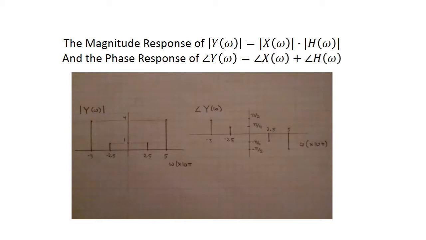The magnitude response and the phase response of y is next. The magnitude response of y is the magnitude response of x times the magnitude response of h. And the phase response of y is the phase response of x plus the phase response of h. And that will give you the following graph. And finish the problem.